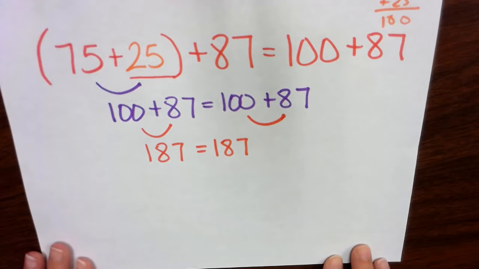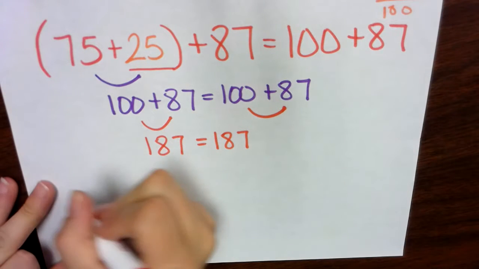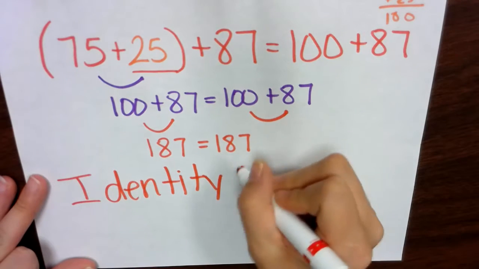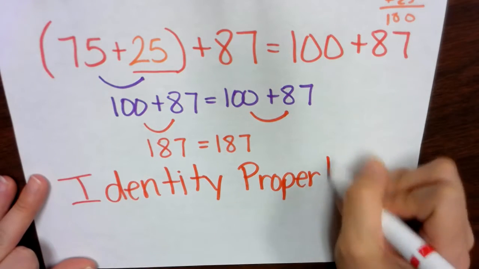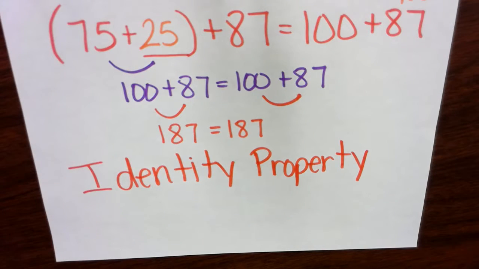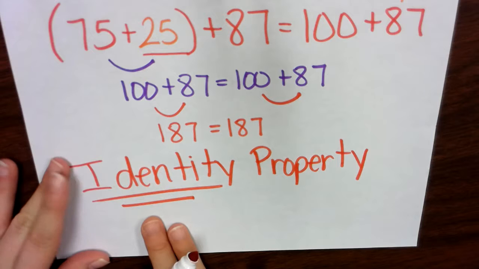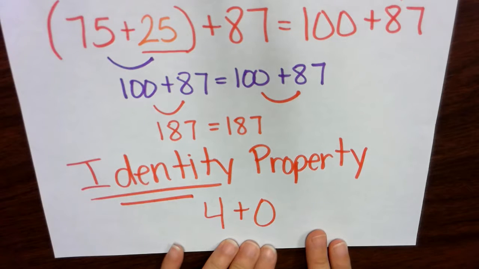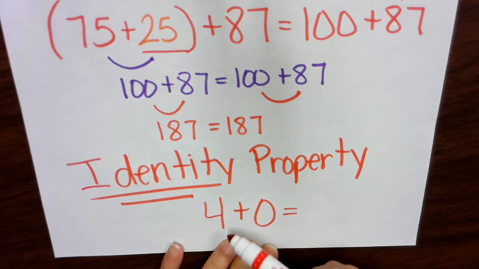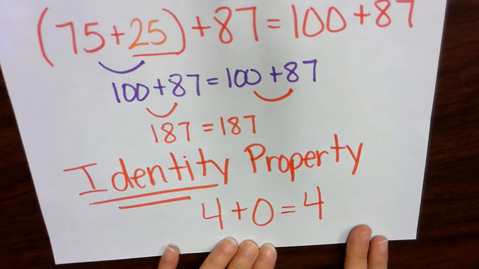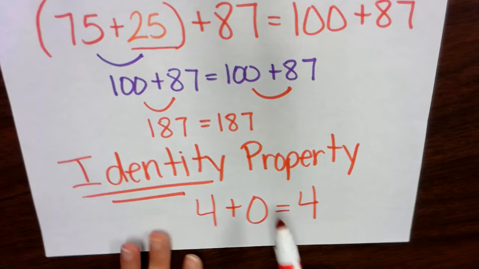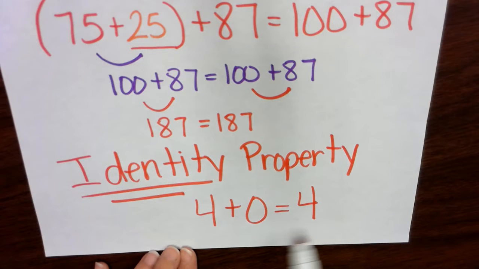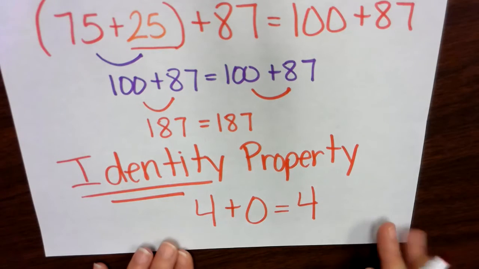There's one more property that I wanted to share with you. It's called identity property. Identity property is just what it says, the identity of that number. Anything plus 0 is always going to give you that addend. It's called the identity property of 0. So 5 plus 0 equals 5. 6 plus 0 equals 6. And so on and so on.